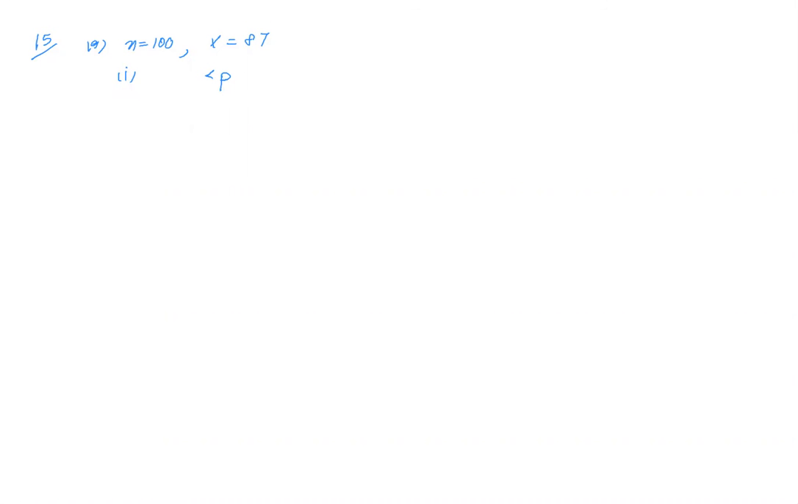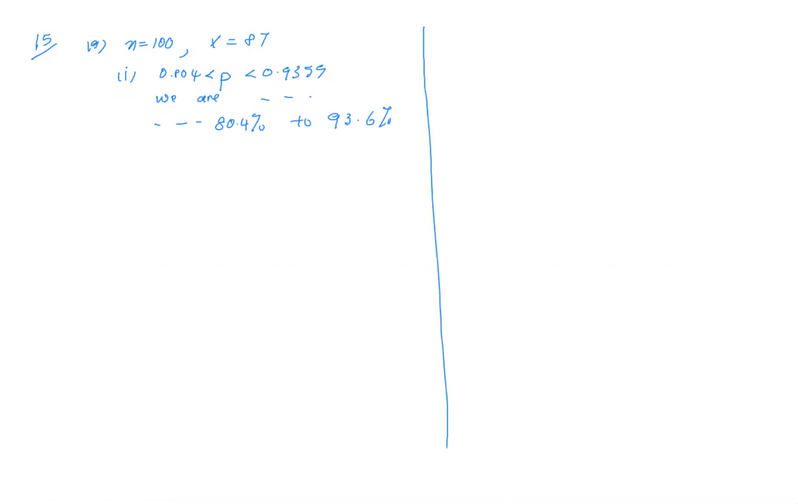Have you got the answer? So the first one, the answer is 0.804. And here is 0.9359. Okay, you can write down all your things. So the lowest is 80.4% to highest 93.6%. Right or not?